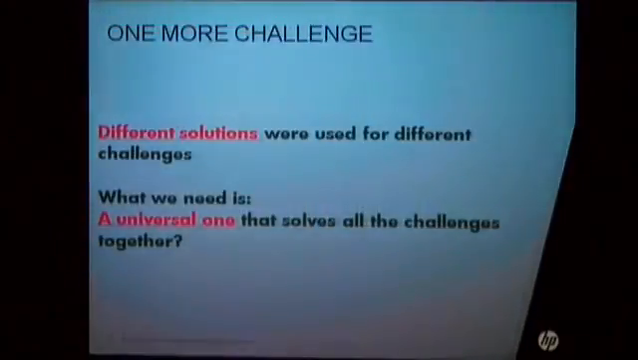Okay, have we solved all the problems? Not yet. And as you can see, we use different solutions to deal with the different challenges. What we really need is one solution that can solve all the problems together. So we are not there yet, but I think we are close.